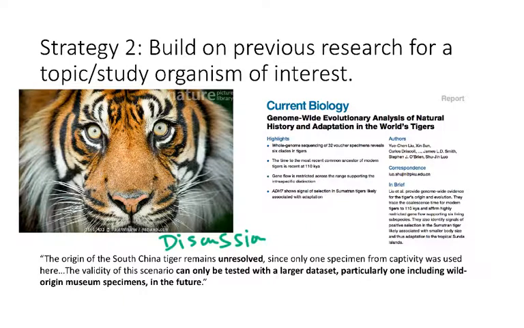So this is an excerpt from this actual paper in the discussion, and it says the origin of the South China tiger remains unresolved since only one specimen from captivity was used here. The validity of this scenario can only be tested with a larger data set, particularly one including wild origin museum specimens in the future. So this right here, again, is kind of one of your aha moments. This is telling you explicitly what a knowledge gap and worthwhile future direction is for this particular type of work.